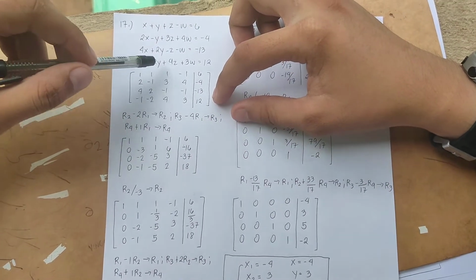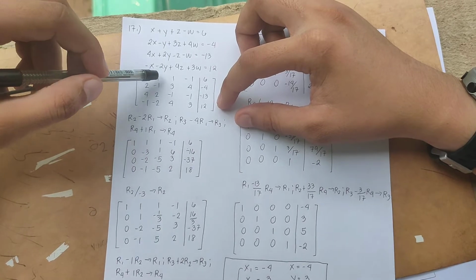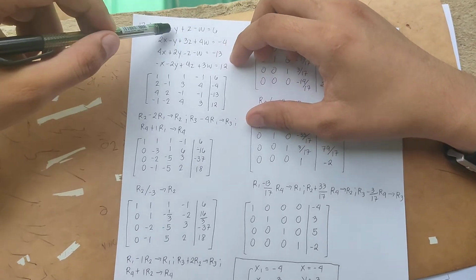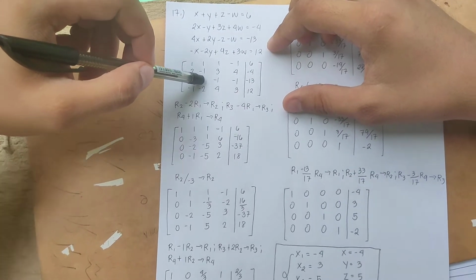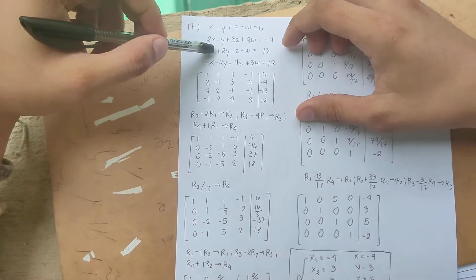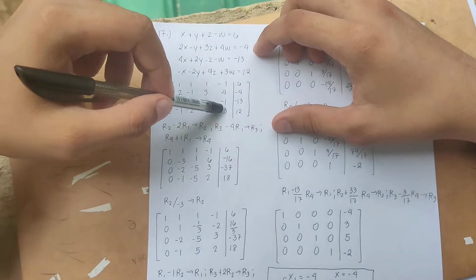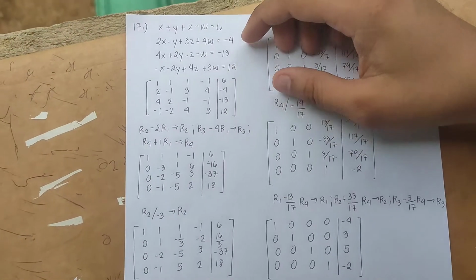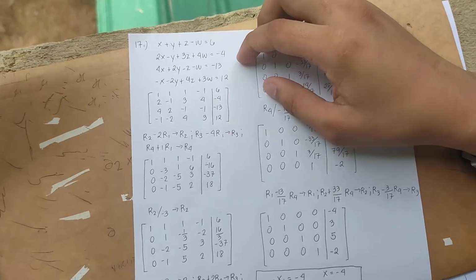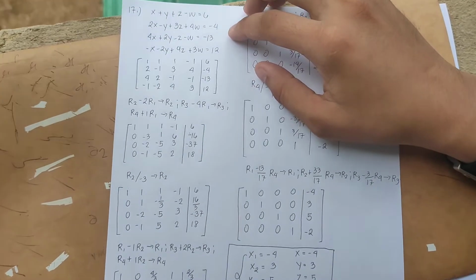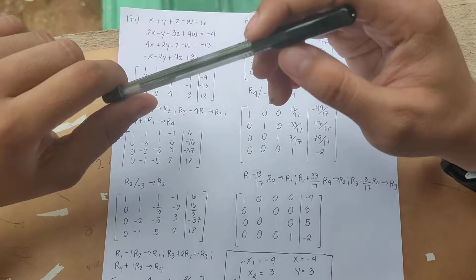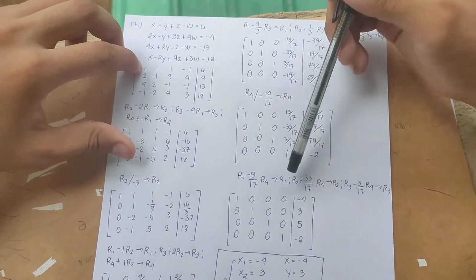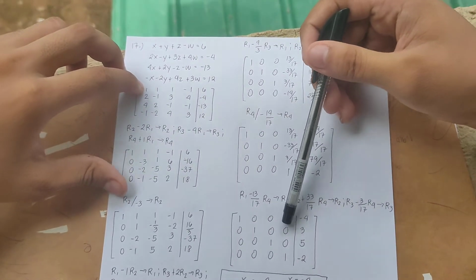1, 2, 1, 2, 4, negative 1. And then, yan. Ito for the row 1, 1, 1, 1. Ito. For the row 2, ito. For the row 3, value of the row 3, this. For the value of row 4, ito. Yan. And then, next, gaya ng ginawa natin kanina, apply again ng equation para maging row reduced echelon form. Like this.